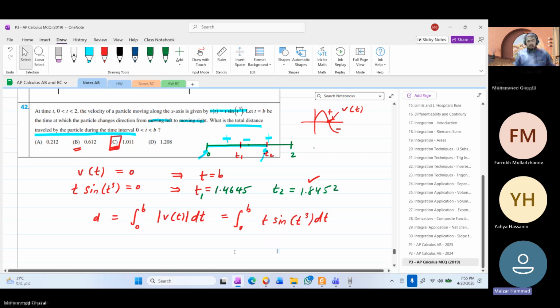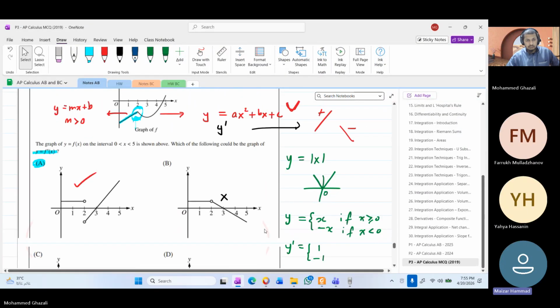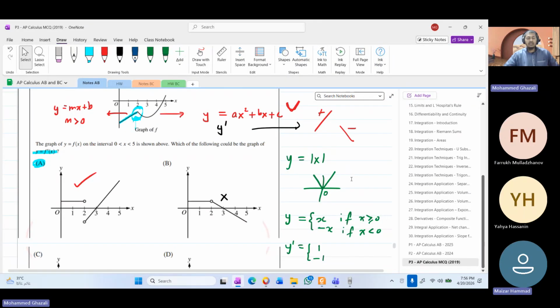Mister, go back up to 41. Okay. I have a question here. If the graph of f has a corner at x equals 2, whenever there's a corner or a vertex, it's never ever differentiable at that point. So if it has a corner at x equals 2, why does the multiple choice still show a single value for f prime of 2?